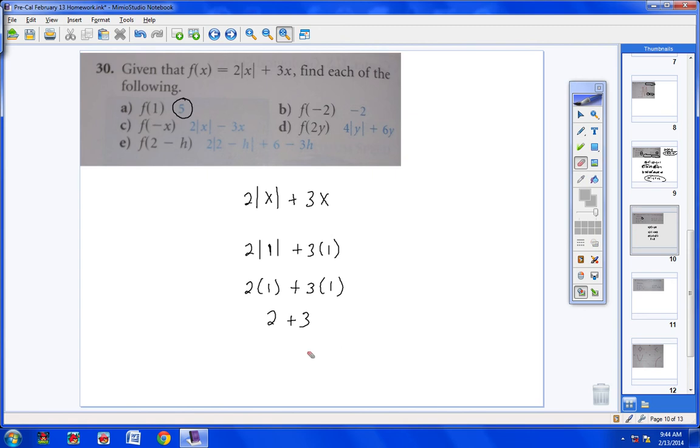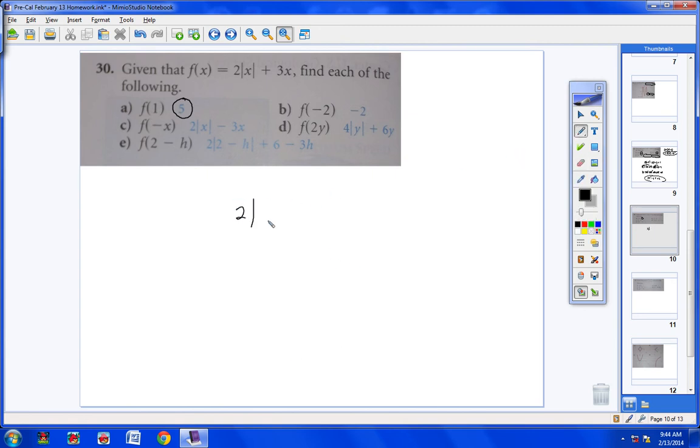Now let's try a negative 2. This will be a little more interesting. 2 absolute value negative 2, and then positive 3 parentheses negative 2. Everywhere there was an x, I substituted negative 2. Now the absolute value of negative 2 is positive 2, so now I have 2 times positive 2. So the first thing I did was take care of my absolute value. Next, I multiply. 2 times 2 is 4. 3 times negative 2 is negative 6. When you combine those, you will get a negative 2.